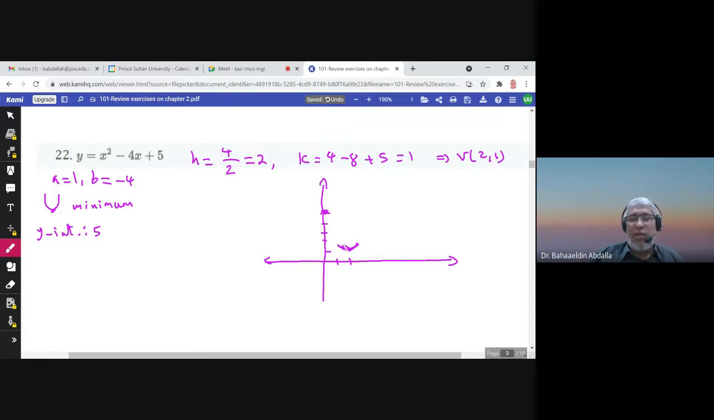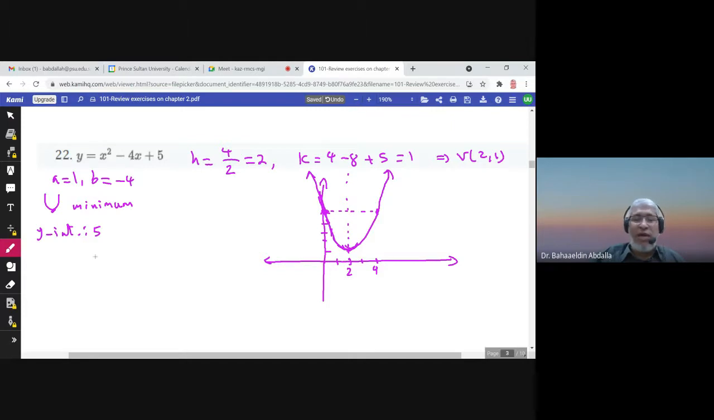So this is the y-intercept. Okay, and once I know the y-intercept here, I can find another point on this parabola. Now this is 2, and if you go 2 units to the left at 0, y is 5. So if I go 2 units to the right at 4, y also should be 5, because this line in the middle is the axis of symmetry. So this distance should be equal to this distance.